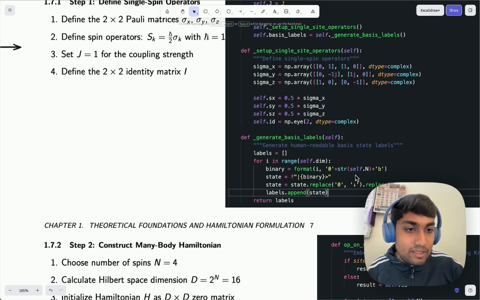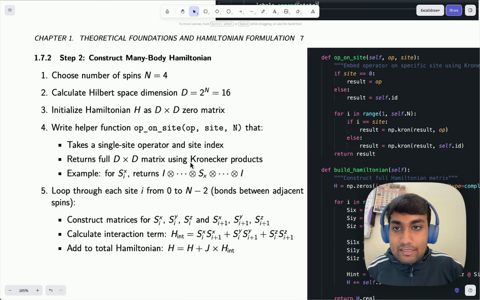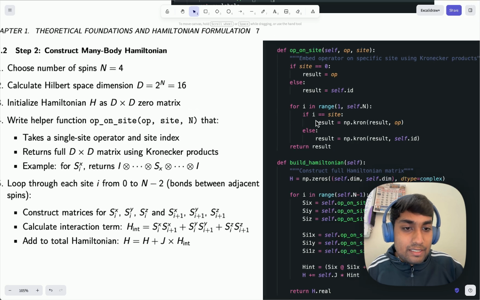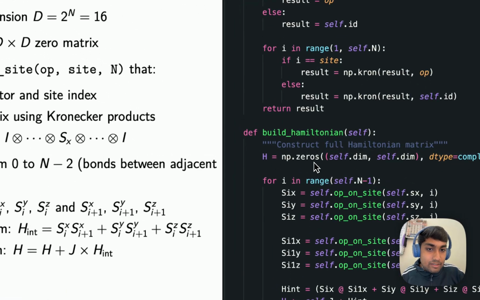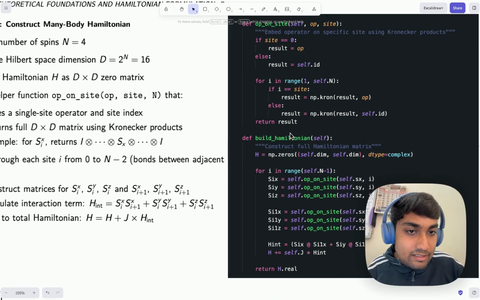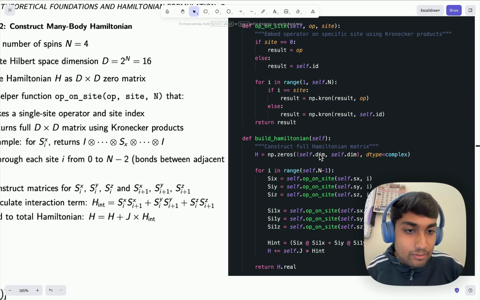So 0 is for spin down, 1 is for spin up, just to make it clearer in further calculation. After that, we are considering the capital N equals 4 case here, and we are making a d by d zero matrix. You can see here H is dimension by dimension zeros, the np.zeros method is used, and we are considering a 16 by 16 zero matrix here.